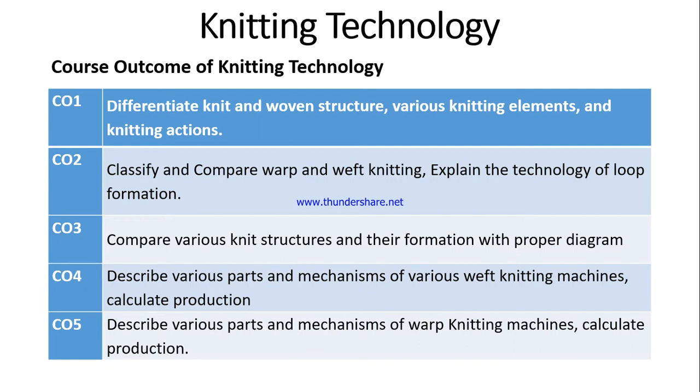And course outcome 5, that is, you can be able to describe various parts and mechanism of warp knitting machines and calculate production of warp knitting machines. So these are the 5 course outcomes that you shall learn after completion of this course. When this course is completed at the end of this semester, you really can justify or judge yourself whether you really learned these outcomes or not.